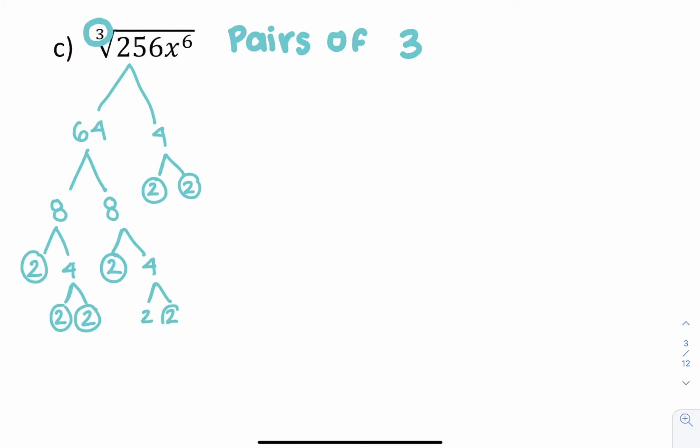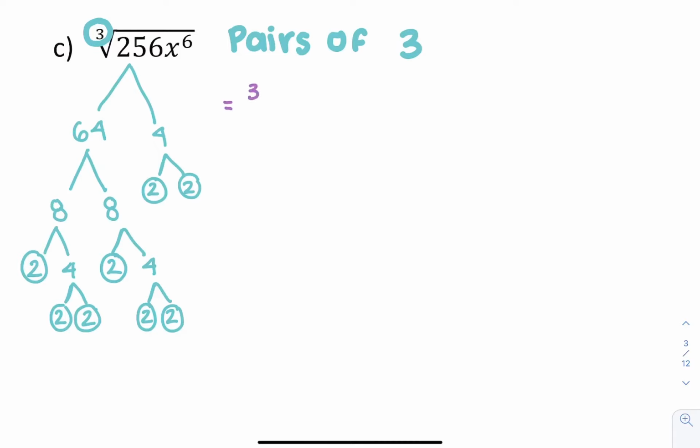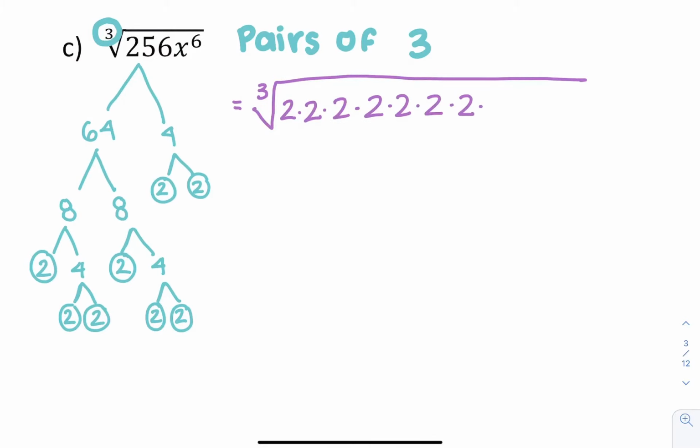And now let's rewrite what we have. So now we have cube root of 2 times 2 times 2 times 2 times 2 times 2 times 2 times 2. Did I miss any? Okay. Times x 6 times.